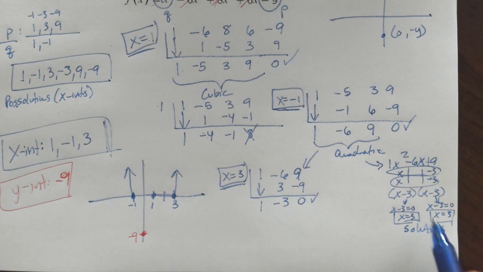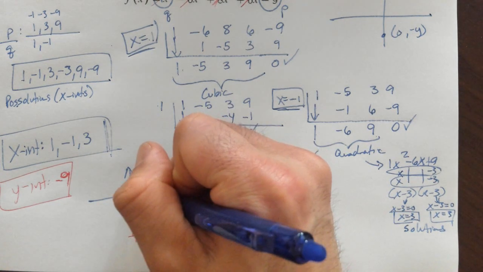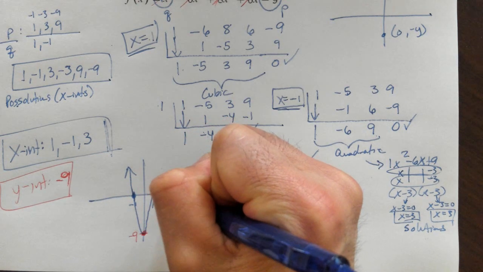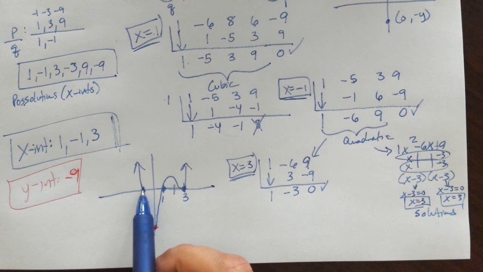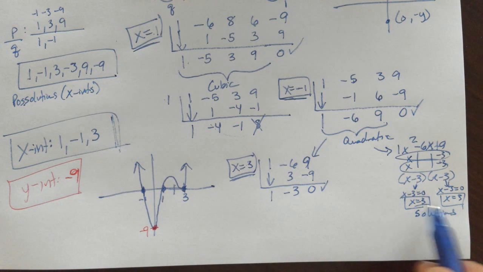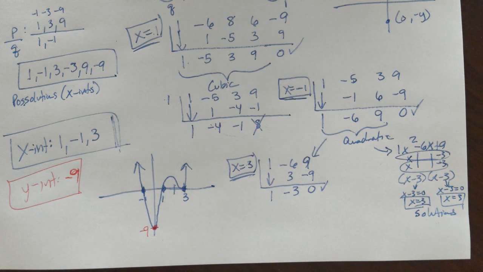Now, because this value is being repeated, we can go through all these other videos, combine the information, right? It's going to look something like this. It's going to go through at negative 1, it's going to go through at 1, but because 3 was repeated, it's going to bounce at that location. And that was another video for graphing polynomials that you can look back at.